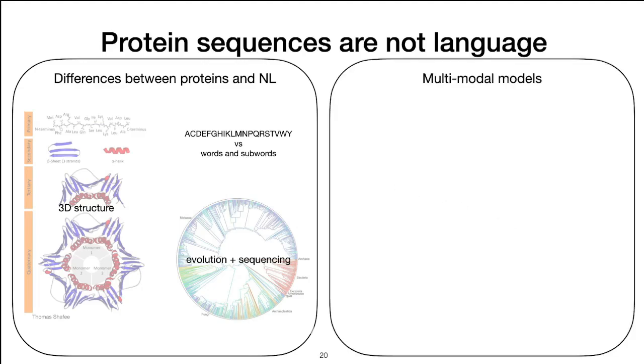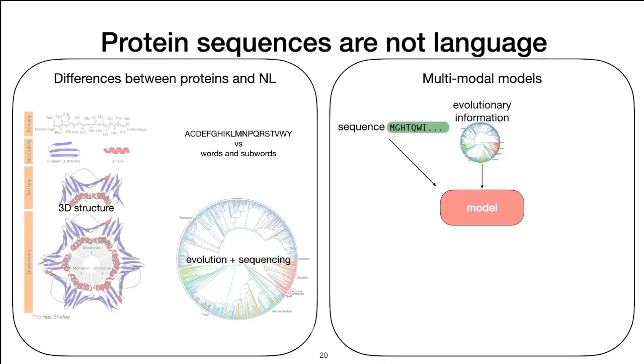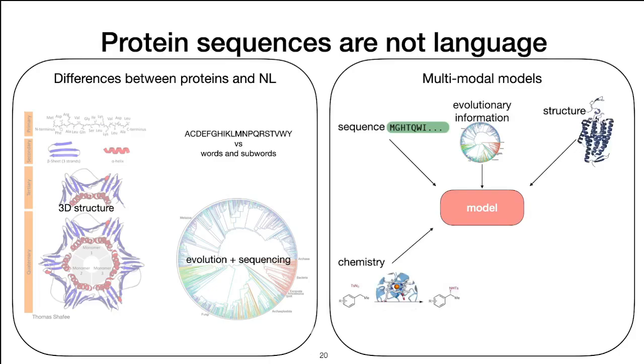And to take advantage of these differences and the different data sources we have, I would propose that we start training multimodal models that take advantage of this. So we've been talking about pre-training with sequence. We can also use evolutionary information or structure. Or if we're talking about enzymes, if you know what reaction they catalyze, that chemistry could be helpful.